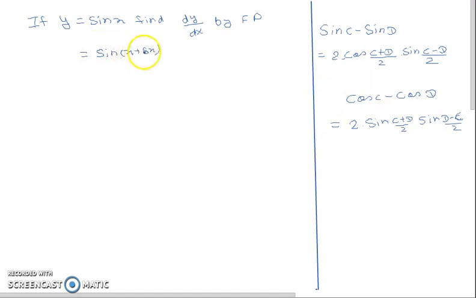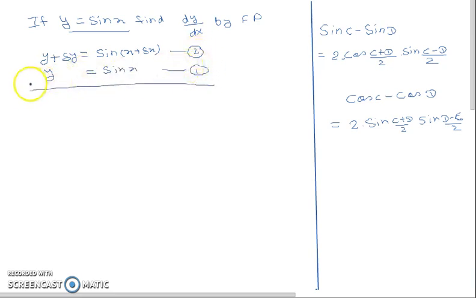Since the value of x changes by delta x, it is sure y will be changed by something, and suppose that something is delta y. So y plus delta y equal to sin of x plus delta x. That is equation number 2, and equation number 1 is y equal to sin x. Now subtract equation 1 from equation 2. So this becomes delta y equal to sin of x plus delta x minus sin x.